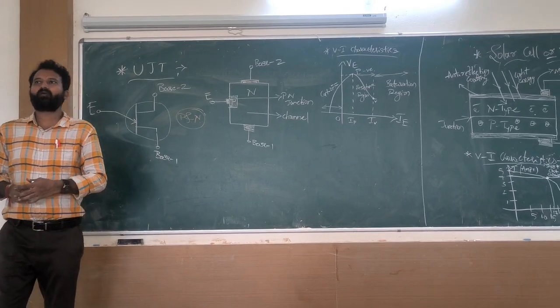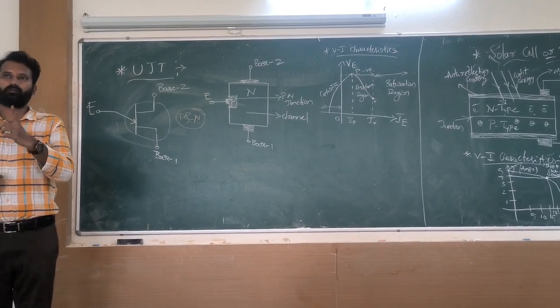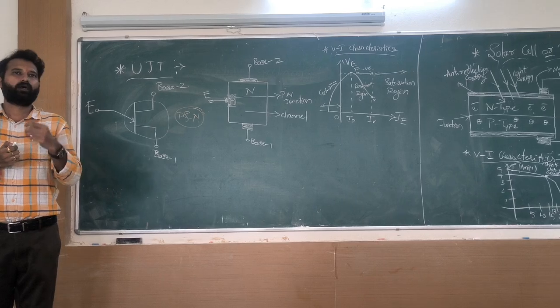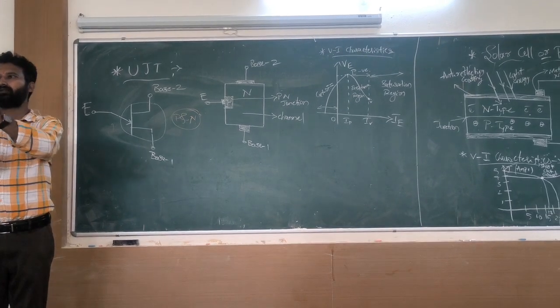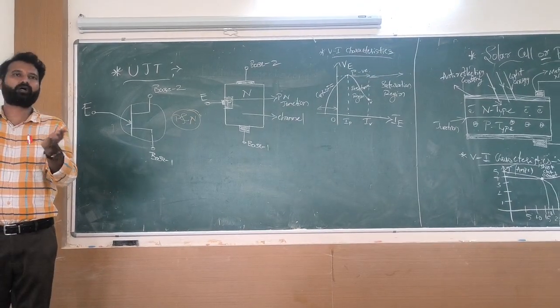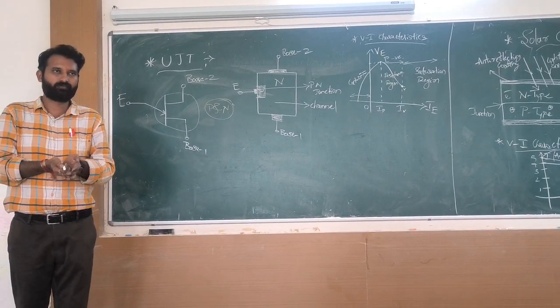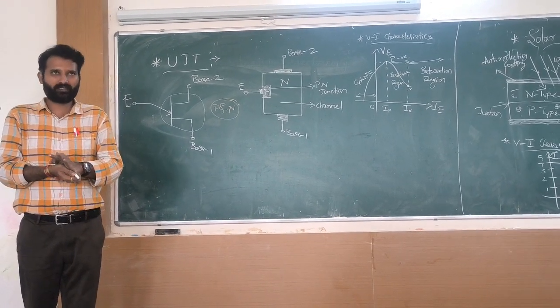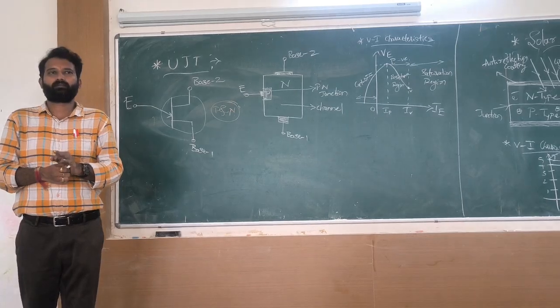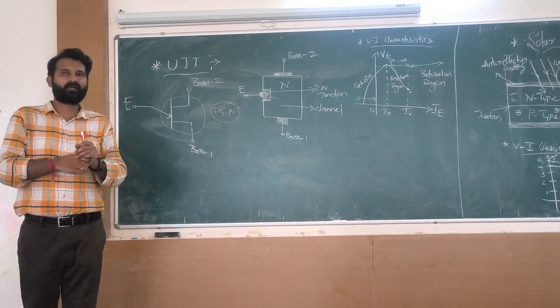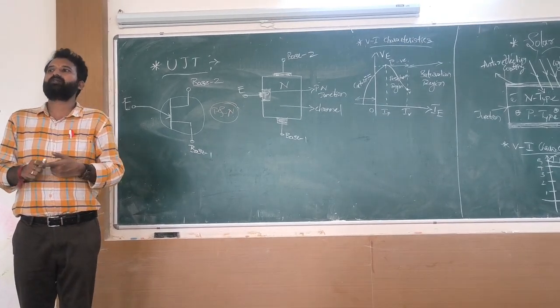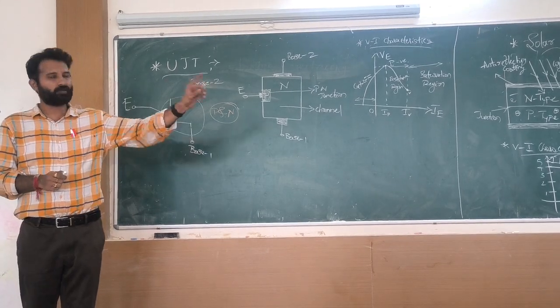This device is formed by having one junction. How is the junction formed? By P-type semiconductor material and N-type semiconductor material. If you join them, a junction will form. But how many terminals does it have? Three terminals. And the speciality of this device is that it can be used for switching purposes.